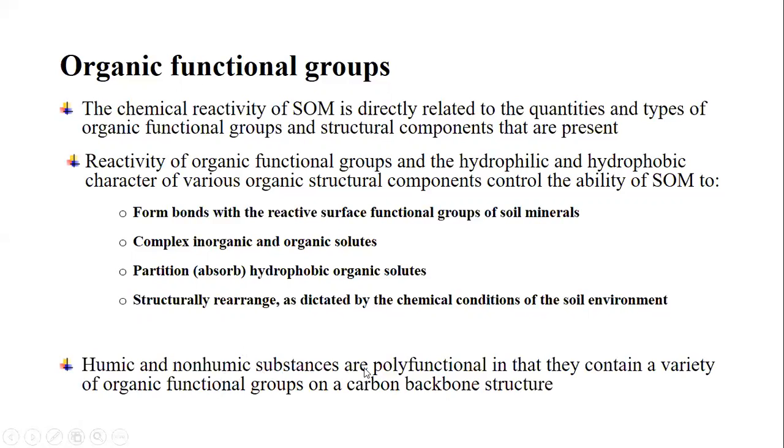Humic and non-humic substances are polyfunctional in that they contain a variety of organic functional groups on a carbon backbone structure. So whether they're humic or non-humic, they are polyfunctional. That means they contain more than one function. Poly, many functions, in that they contain a variety of organic functional groups. And the backbone, the structure, of all organic compounds is around the carbon atom. The carbon atom is the backbone of any organic structure.